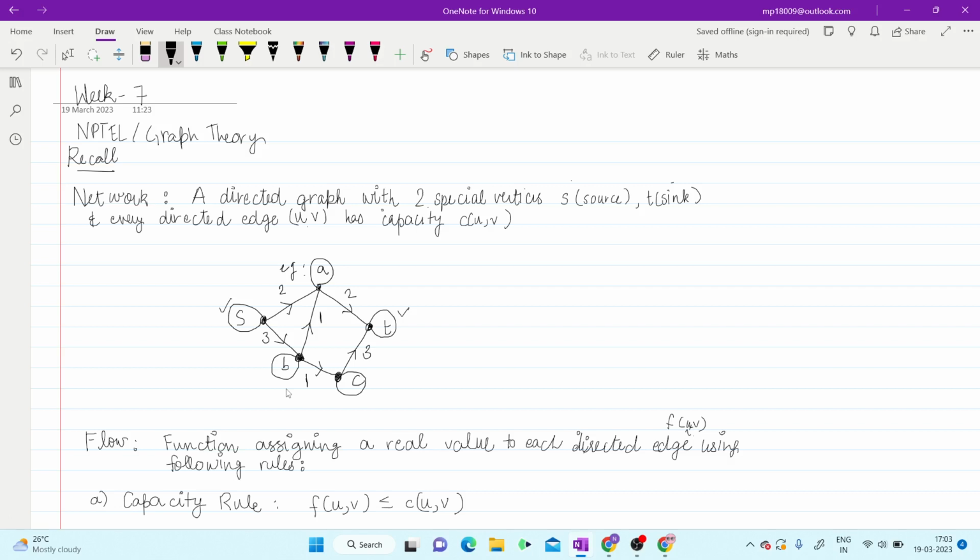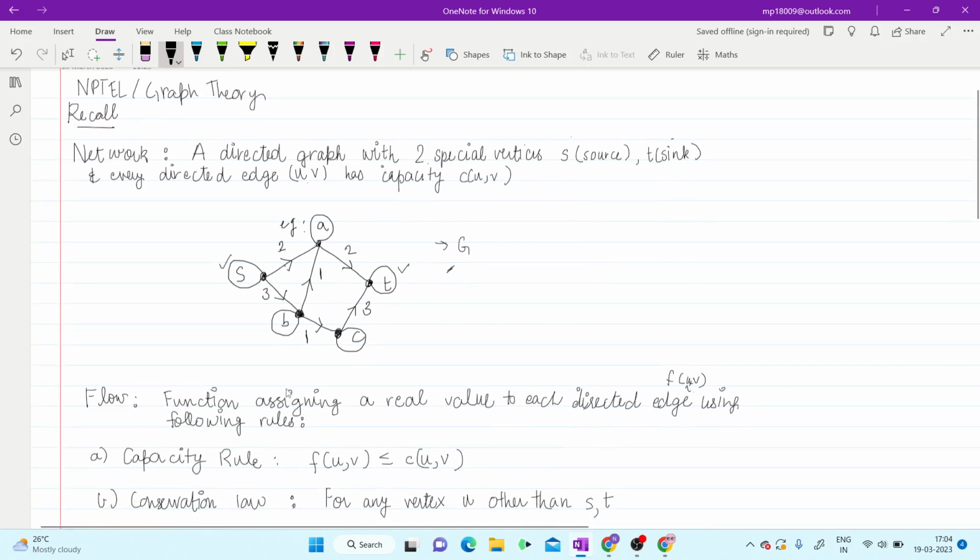Each edge is directed, so each edge has a direction attached to it, like SA has the direction from S to A. Each edge also has some capacity. Above each edge there is a number mentioned, which is the capacity of that edge. Such data of a graph is what we call a network. So why is this network there? It has some capacity on each edge, and our aim is to find the maximum flow in this network.